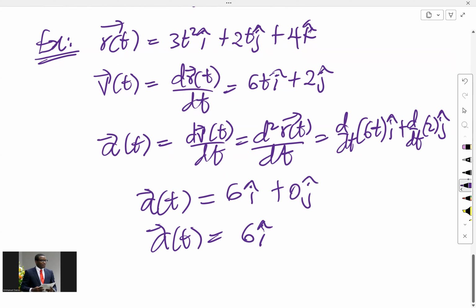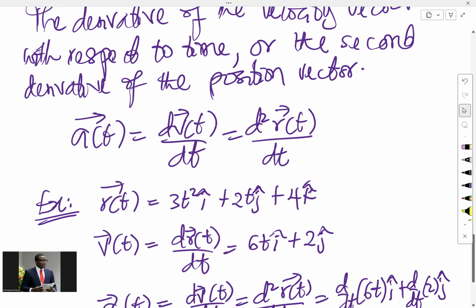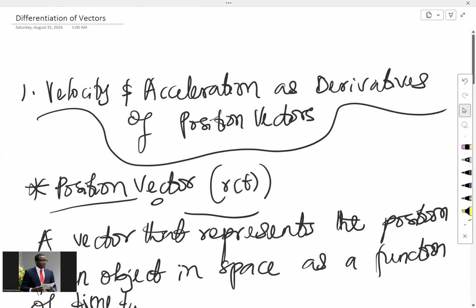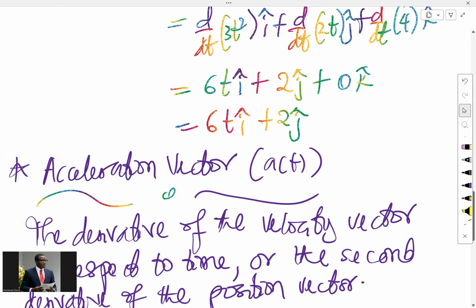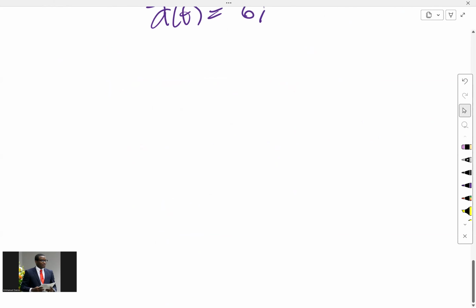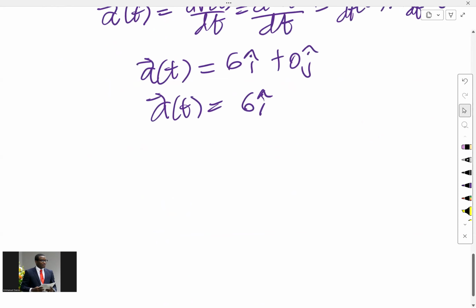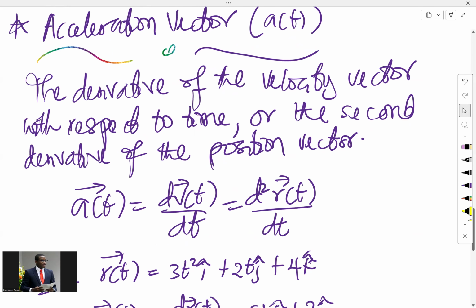Of course, the whole idea of magnitude and direction can still apply here by taking the modulus. So that's the first part we are looking at, which is velocity and acceleration as derivatives of position vectors. Now let's look at another concept when we talk about differentiation of vectors, or vector differentiation, however you want to call it.